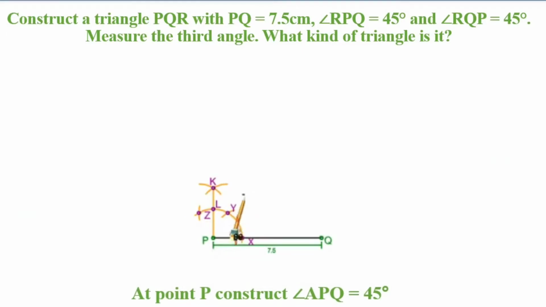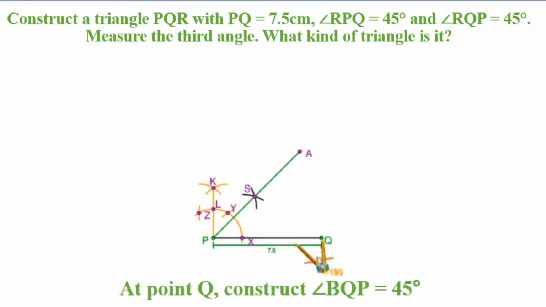I will bisect angle XPL. So with X as center and any radius, I make an arc. With the same radius and L as center, I make another arc to intersect the previous arc at point S. I join PS and I extend it to point A, then angle QPA will be equal to 45 degrees. So I've got an angle of 45 degrees at point P. Now I'll be exactly the same way making another angle of 45 degrees at point Q also.